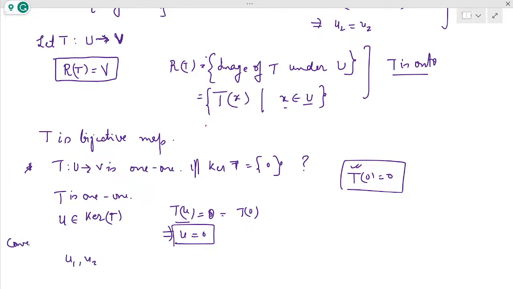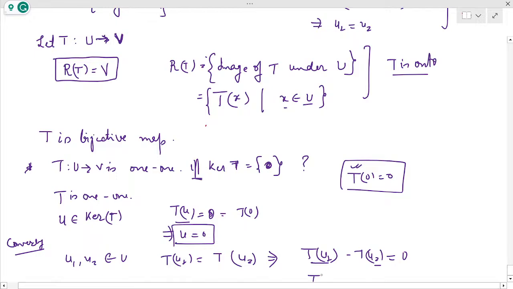So this is how we do it in maths actually. Whenever you have this kind of if and only if statement, we take both statements. First we assume that T is 1 1, and we have proven that the kernel only contains this 0 element. Now if we take U1, U2 belonging to U, such that T of U1 is equal to T of U2, what does it imply? It implies that T of U1 minus T of U2 is equal to 0.